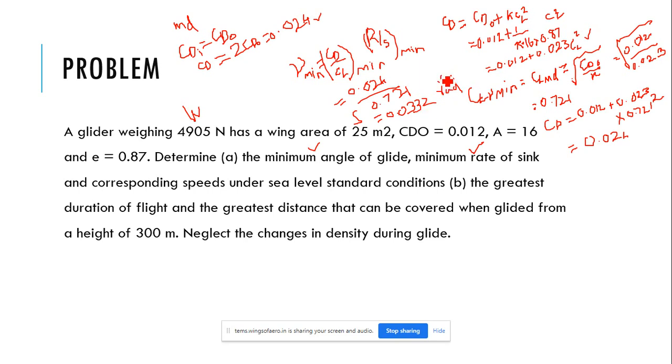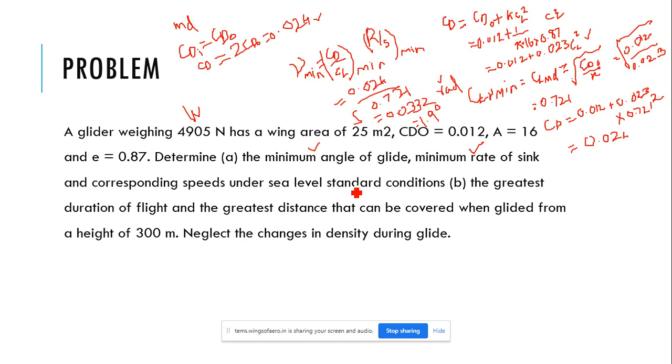We should not put the value of gamma in radian, because we need to convert that into degree. After converting into degree, we will be getting the value like 1.9 degree. So this much angle is needed as the minimum angle that the glider should fly at. At least it should fly at this degree. Then only it can glide. That is a concept.